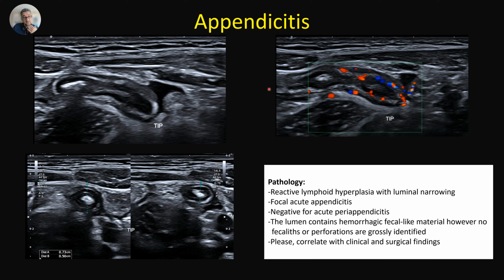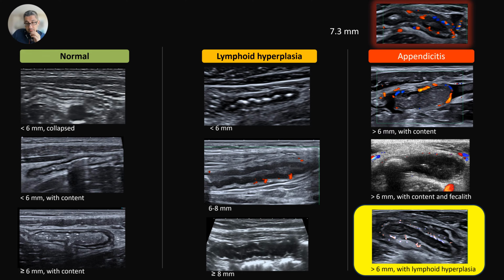So this is one of the very difficult cases. But look at the size. It is 7.3 millimeter. So it fell into this category, appendicitis over 6 millimeter with lymphoid hyperplasia. This is very difficult to differentiate from these categories with lymphoid hyperplasia without appendicitis.